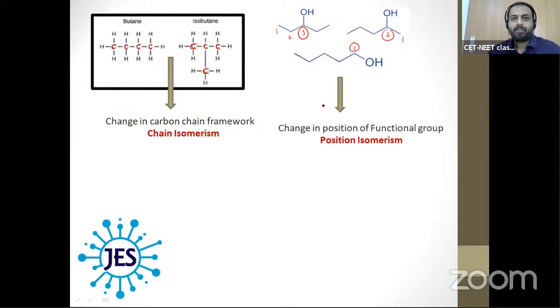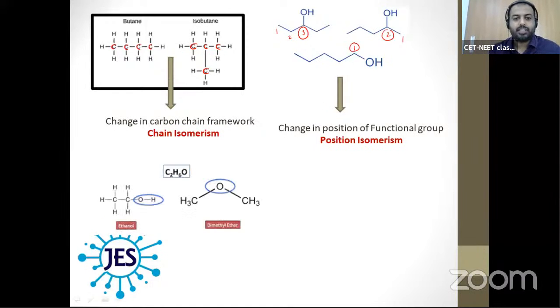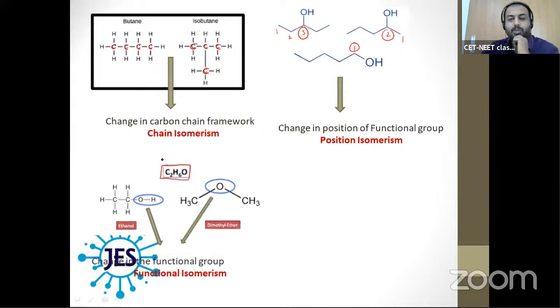That's the second type. Next, check out these examples. Ethanol, dimethyl ether. One is alcohol, one is ether, but both have the same formula, C2H6O. Molecular formula same, but one is an alcohol with OH functional group and one is ether. So here the functional group itself is different. You therefore call them functional isomers. Therefore, you consider alcohols and ethers to be functional isomers.